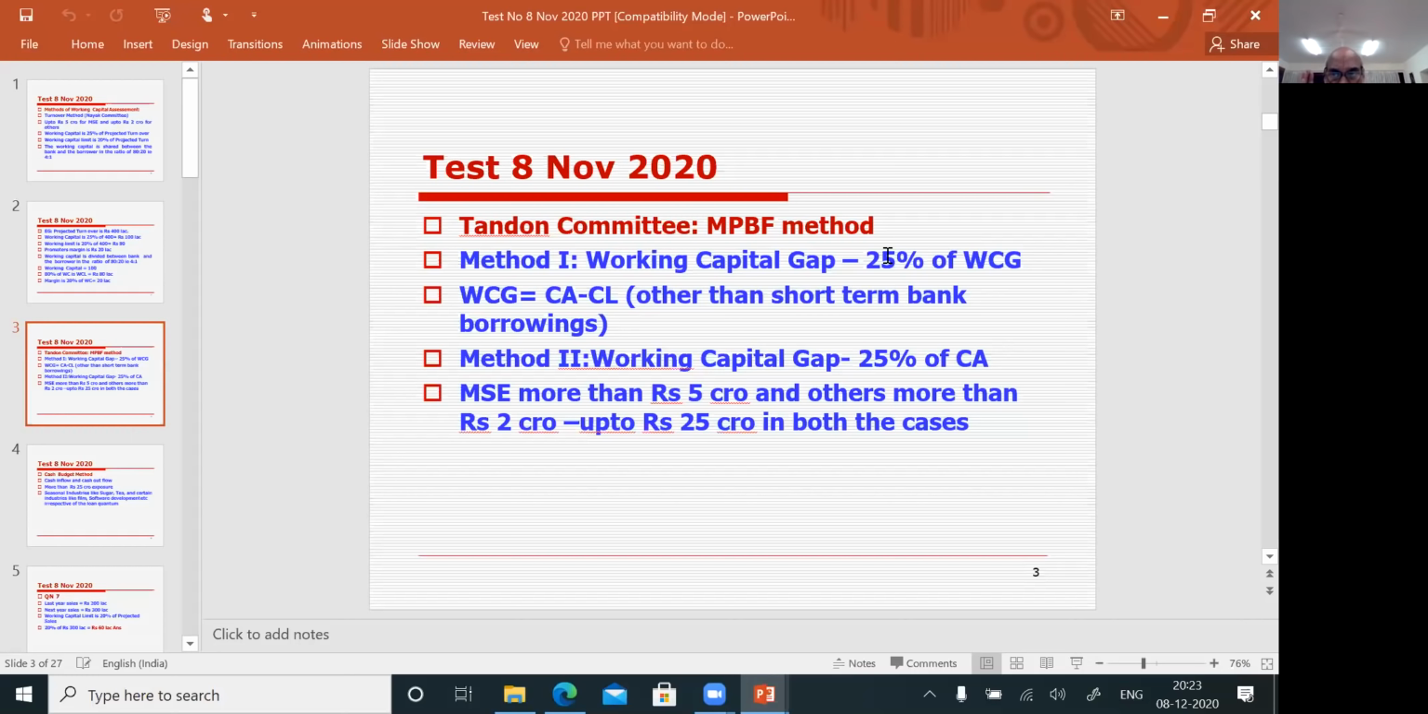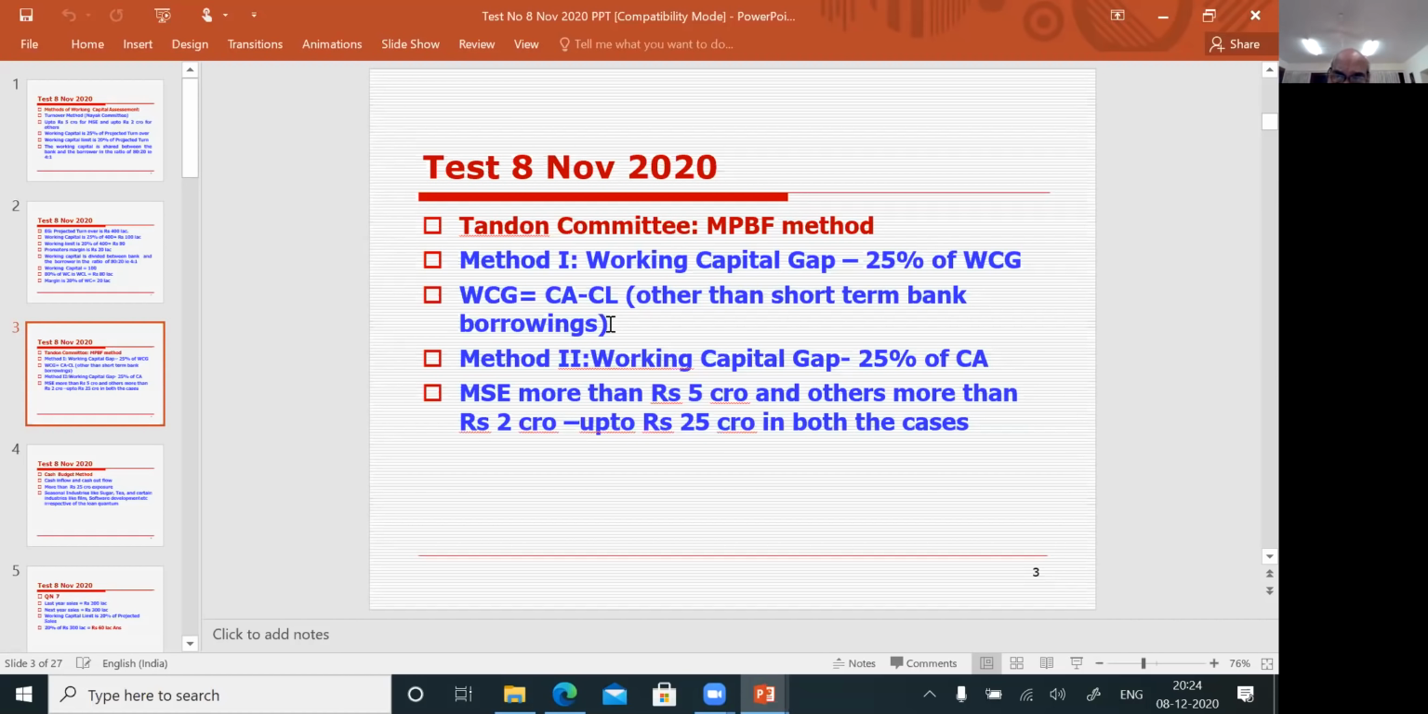Under the Tandon Committee method 1, the working capital limit is calculated by taking the working capital gap minus the margin of the promoter. So the margin of the promoter is 25% of the working capital gap as per the first method. What is working capital gap? The working capital gap is current asset minus current liability other than short-term bank borrowings, that is, other than the OD/CC limit. So the working capital gap is the current asset of the party minus the current liability.